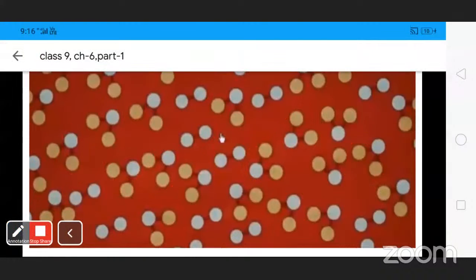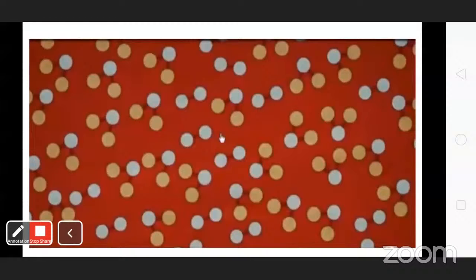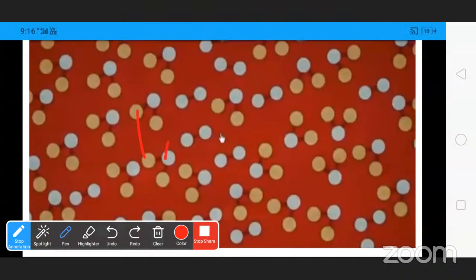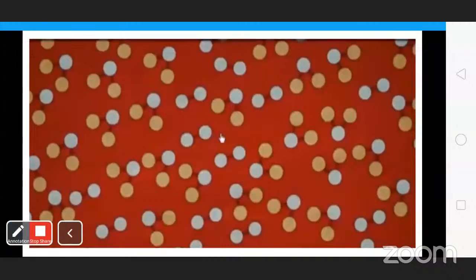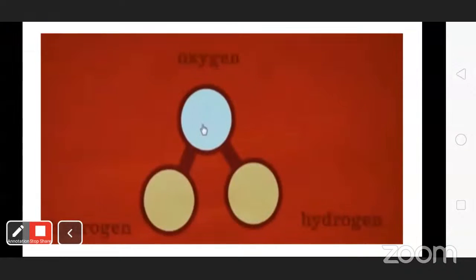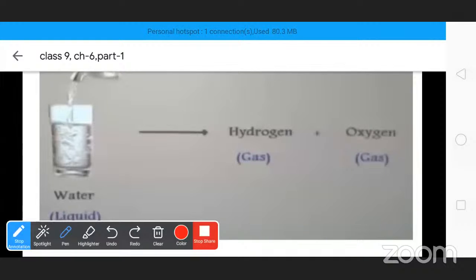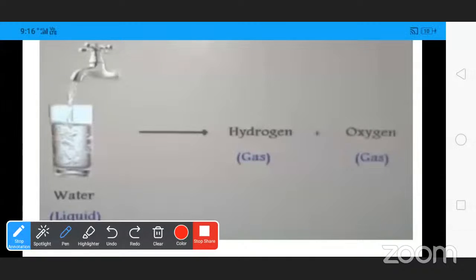So, we cannot separate this hydrogen or oxygen from one molecule. From this molecule, we cannot separate the hydrogen or the oxygen by a physical process. This is the structure of a water molecule. So, we cannot separate this by physical processes. Through chemical process only, we can separate the hydrogen and oxygen from the water.